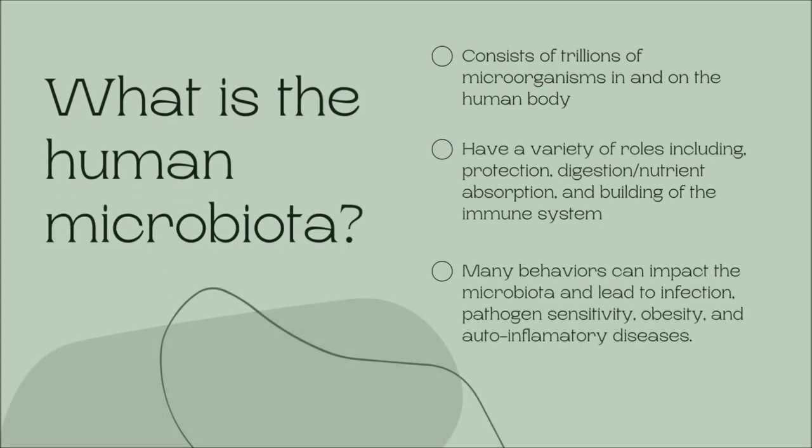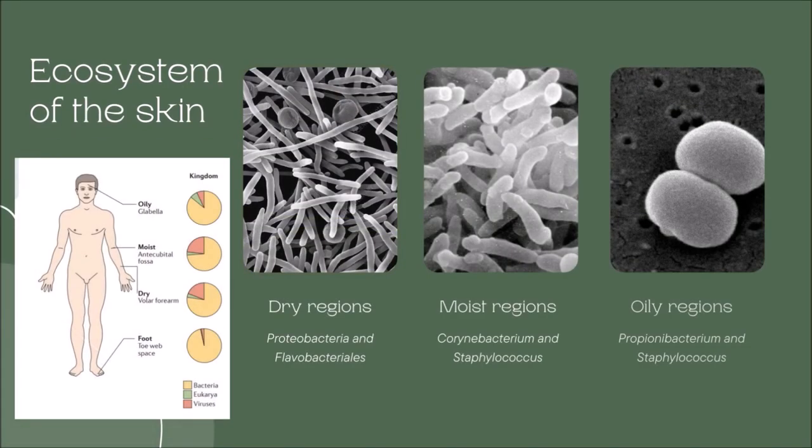Now, what is the human microbiota? The human microbiota consists of trillions of microorganisms in and on the human body. They have a variety of different roles, including protection against pathogens, digestion and nutrient absorption, and the building up of the immune system. Many behaviors can impact the microbiota. Some of these behaviors include diet, cosmetic use, and antibiotics. And these can lead to infection, pathogen sensitivity, obesity, and autoinflammatory diseases.